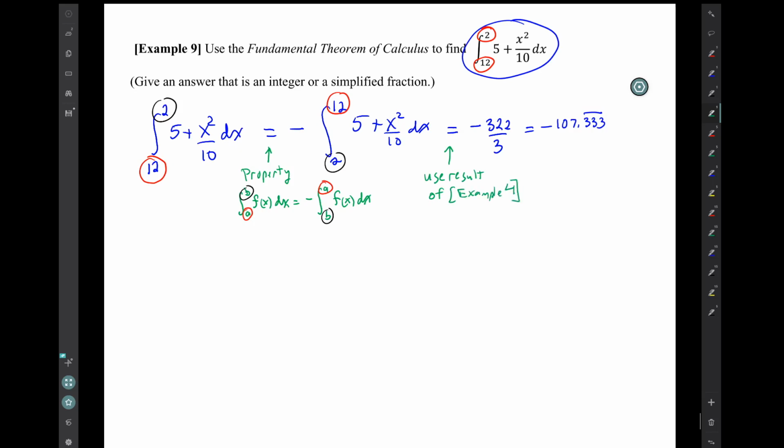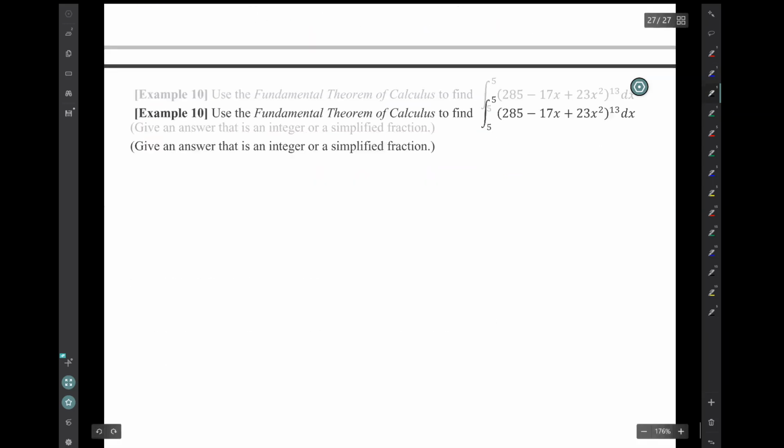So we use the result of example 4 to say that this integral is this number. We just have the minus sign in front of it for the current example. Let's go on. There's one more example.